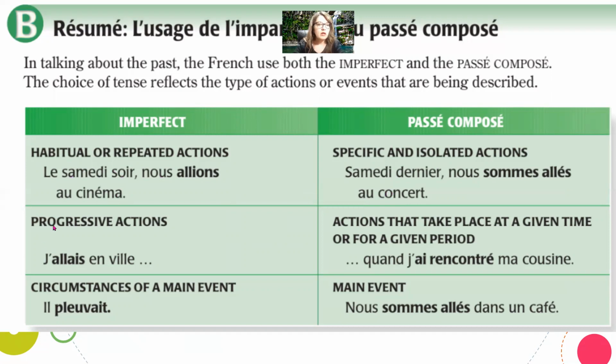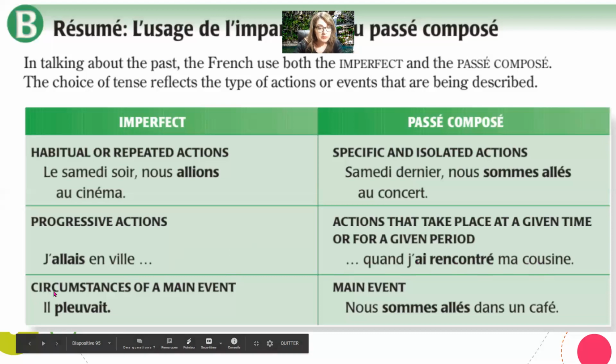Okay? L'imparfait expresses progressive actions. J'allais en ville. I used to go to the city. While the passé composé describes actions that take place at a given time or for a given period. Quand j'ai rencontré ma cousine, so I was going, progressive, I was in the process of going to the city. When I met my cousin, quand j'ai rencontré ma cousine.